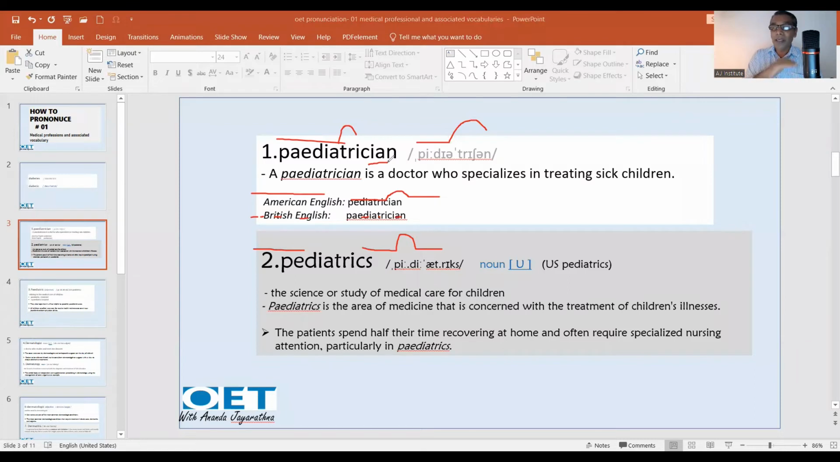So you can say it with me, pediatrician. Try to get this third syllable at a higher pitch, a higher sound. Pediatrician. So who is a pediatrician? A pediatrician means a doctor who specializes in treating sick children. You know these things. I'm focusing on the pronunciation. At the same time, you can understand something else as well.